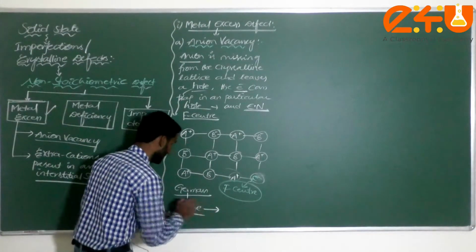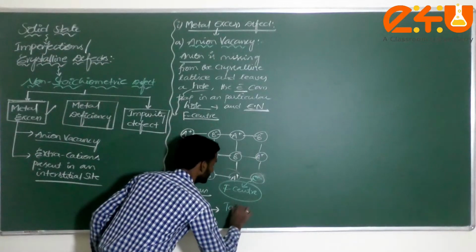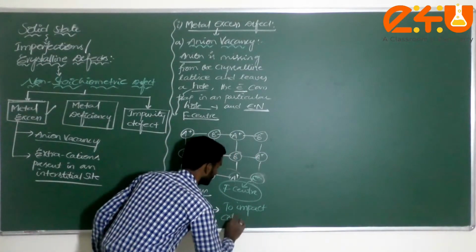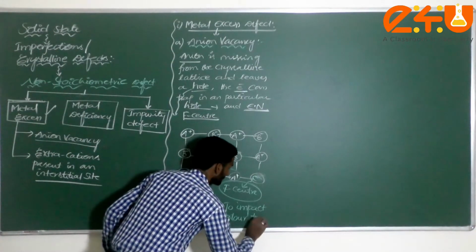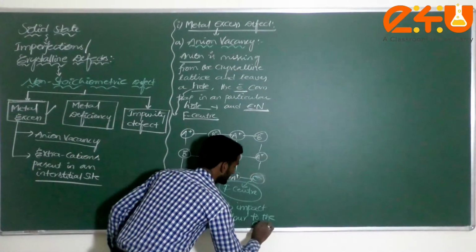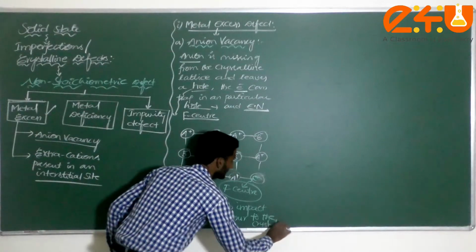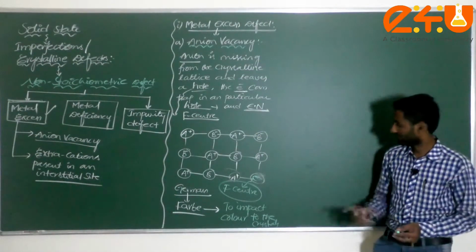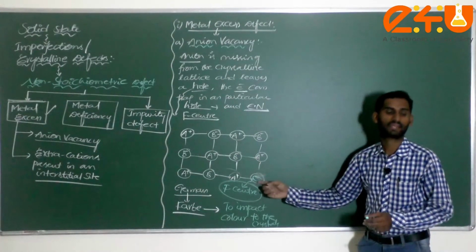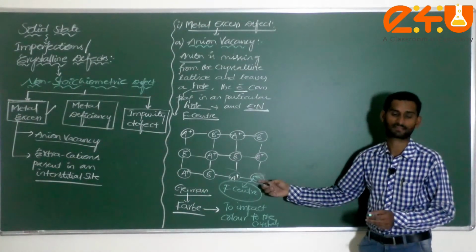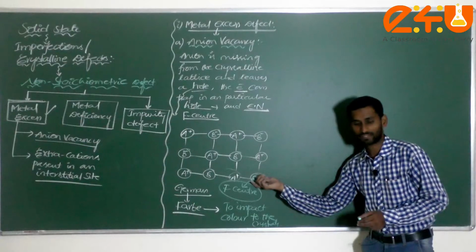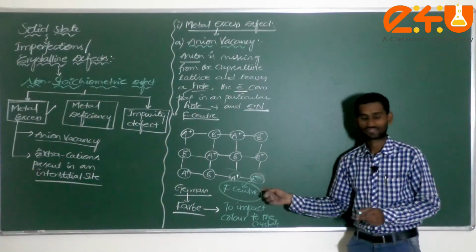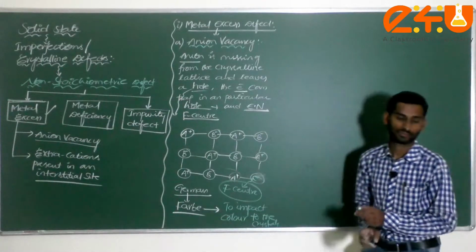The meaning of this Farbe is to impart color to the crystals. That is generally called the F center. Generally it is called, dear student, F center. Check it here. There is no anion. The anion is missing from the crystalline lattice. In that anion place, one electron comes and is trapped in that particular vacancy. That's why it is called F center.